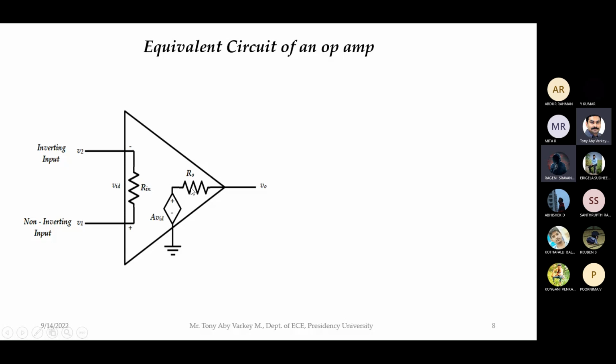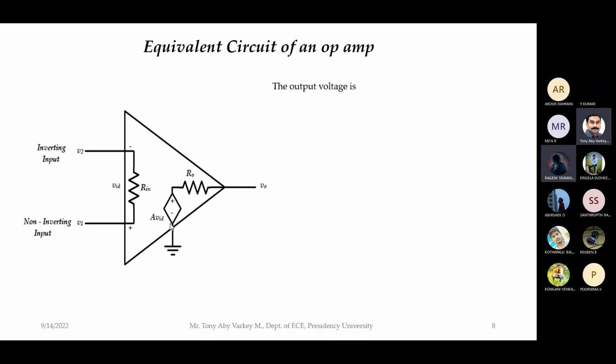Okay, so this is the equivalent electrical circuit of an op amp, how it is modeled, and this one, AVID, is called a voltage dependent voltage source. Anyway, we will not be using this equivalent circuit for your course. I have just shown it to tell you.